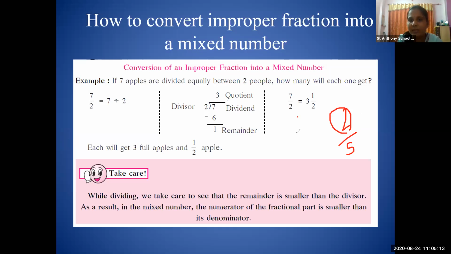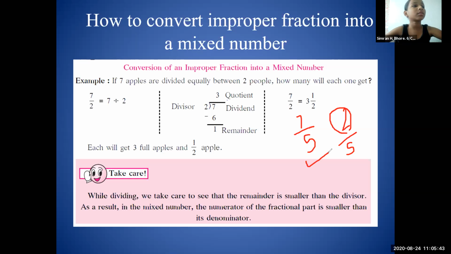Now, 7 upon 5, this is an example of what? Improper fraction or proper fraction? Give me the answer. This is an example of a proper fraction or an improper fraction. 7 upon 5. Proper fraction or improper fraction? Simran Bore, I unmute you. Please unmute yourself and tell me whether it is a proper fraction or an improper fraction. 7 upon 5.